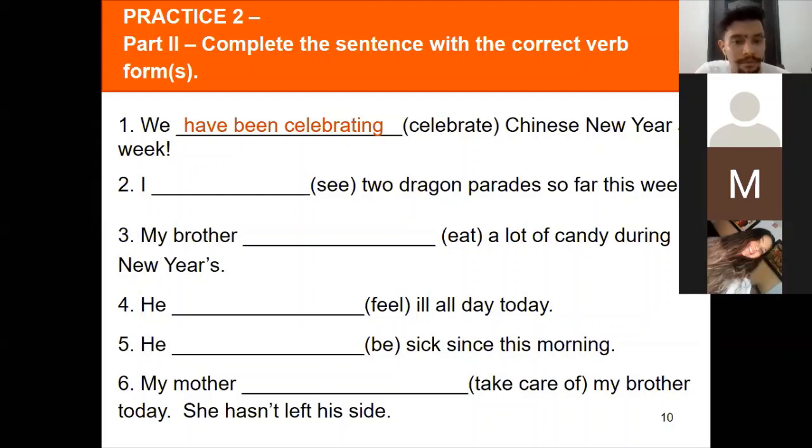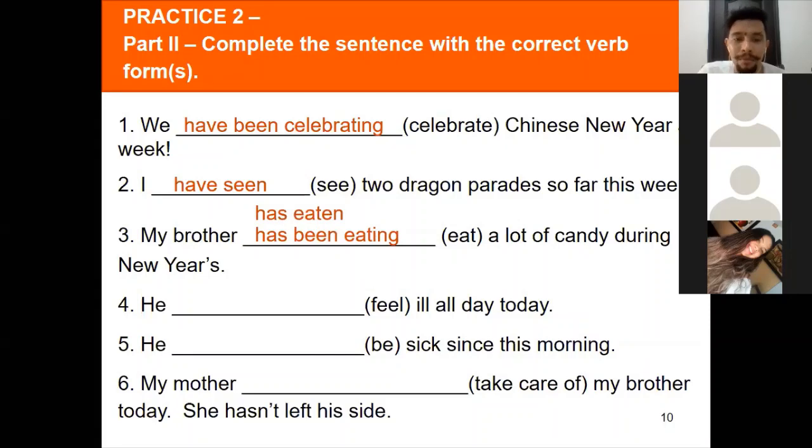Right, number two. I have seen. All right, I have seen 2 dragon parades so far this week. Good. How about number 3? Have been eating. All right, my brother has been eating. But remember that we said that it could be both, right? So my brother has been eating, or my brother has eaten a lot of candies during New Year.